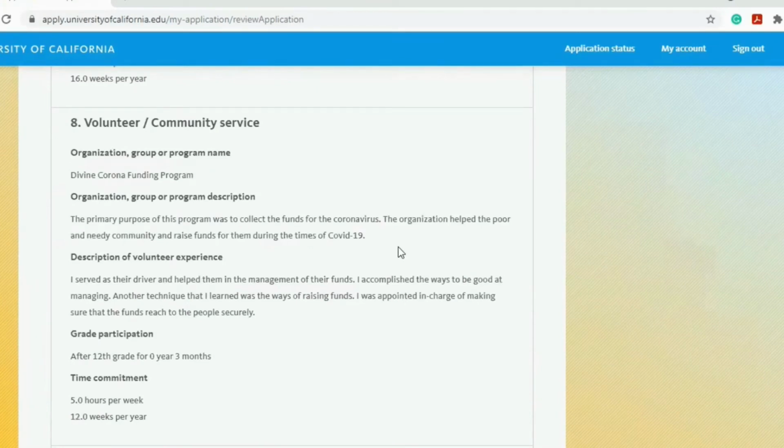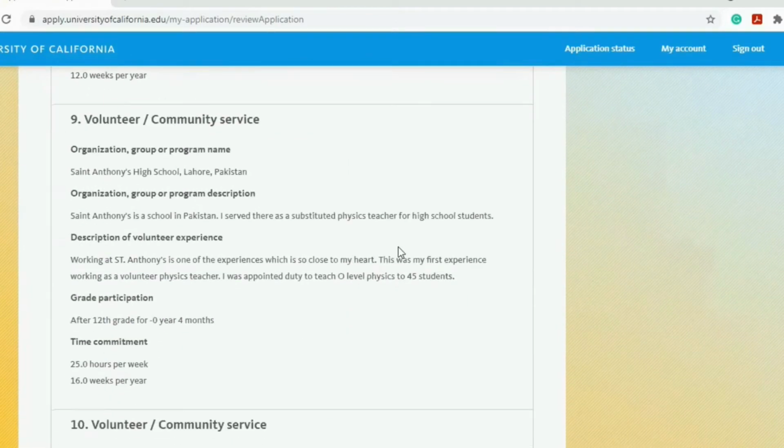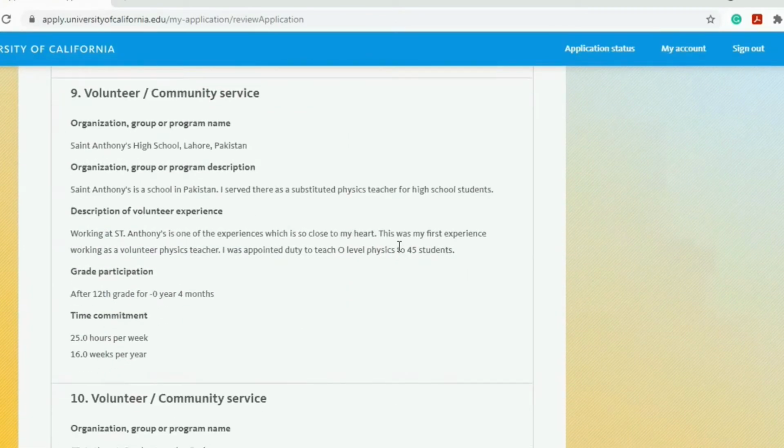This program was during the coronavirus pandemic, and I raised funds for people who did not have jobs or who were laid off because of COVID. Further, at my school, St. Anthony's High School, Festival Town, Lahore, I was a substitute physics teacher for high school students. I taught almost 45 students, and it was completely volunteer.